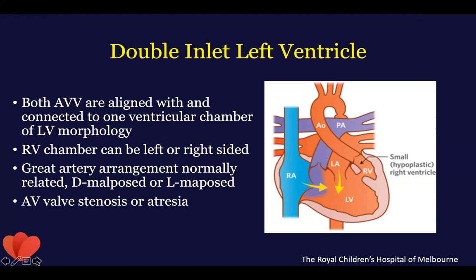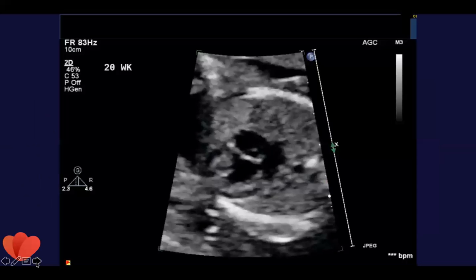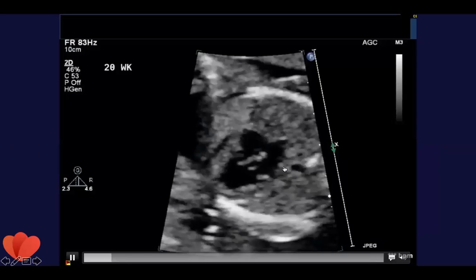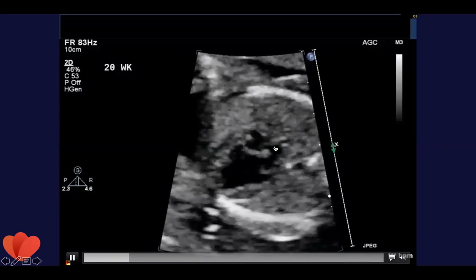Then the right chamber can either be left-sided or right-sided. The great artery arrangements can be normal, D malposed, or L malposed. And you look for AV valve stenosis or atresia as well. So here's another fetal example. Again, here's the spine. So this is left, this is right.